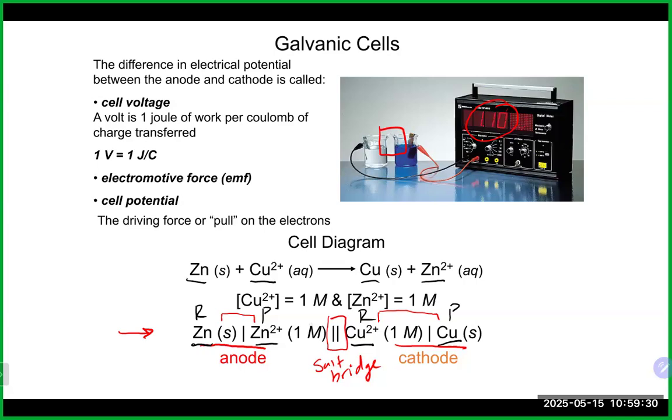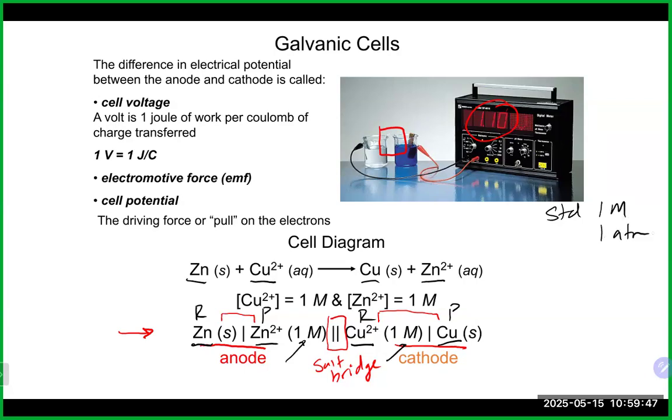Now, there are also sometimes things that you will see in the cell diagram. For example, this one also has, for our ions, which is where we find ions, in the solution, the concentrations. And in this case, it's 1 molar, which is standard conditions. Again, a reminder, standard conditions: 1 molar, 1 atmosphere.